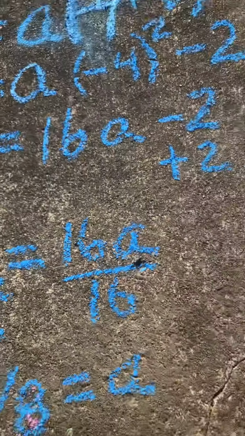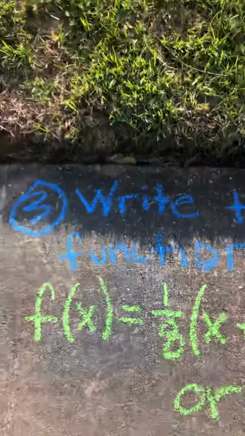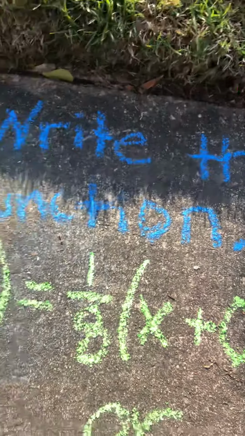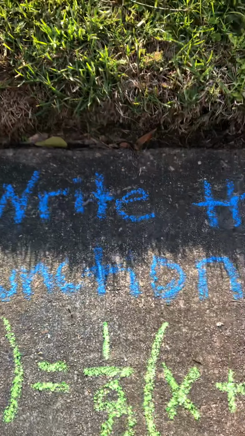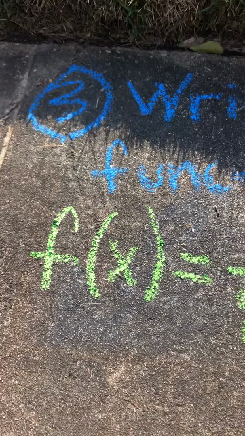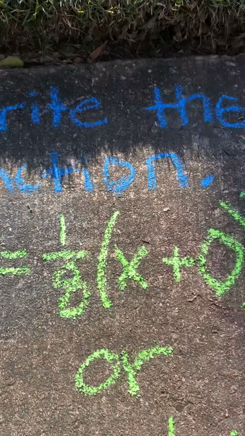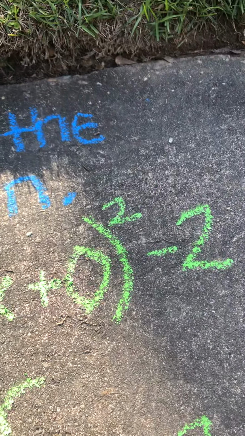All right, so now let's come over here to step number 3. Step number 3 is to actually write the function. Okay? So we're going to put it all together. Let's think about what we know. We know the value of a, and we know the vertex. So we're going to plug all of that into the function.